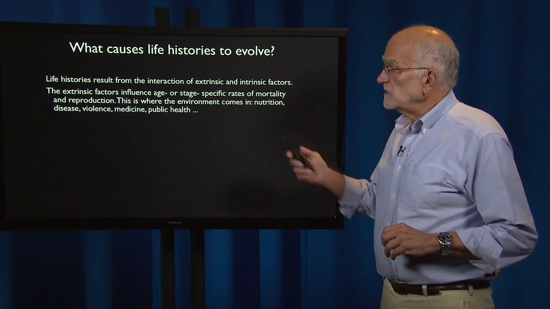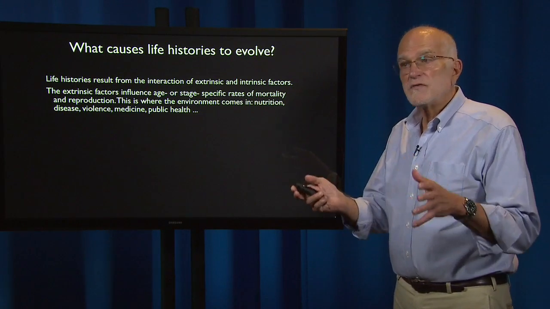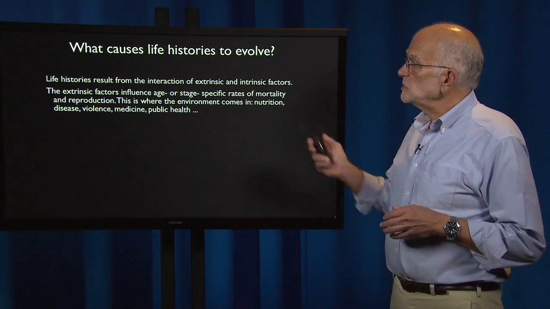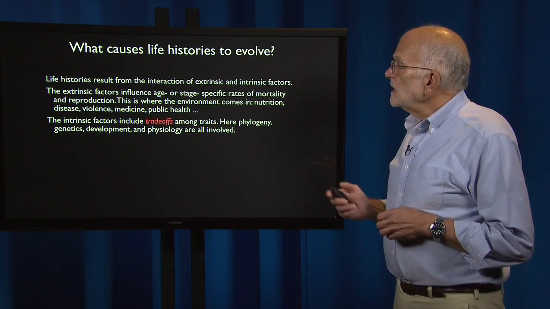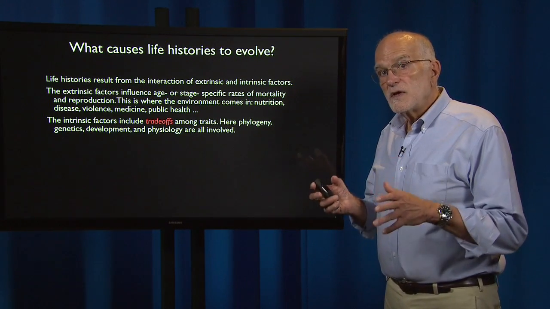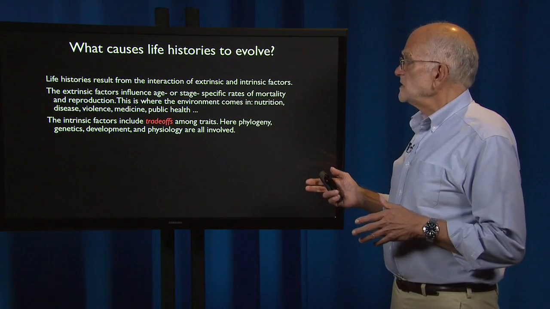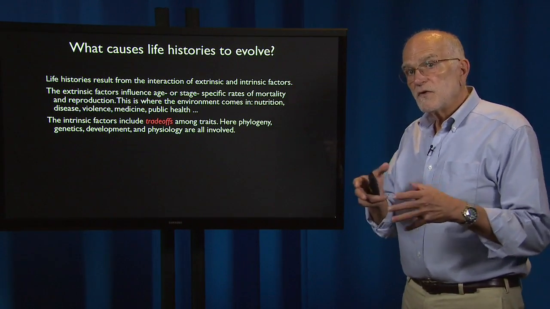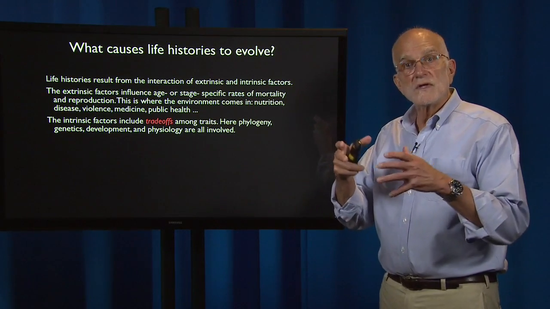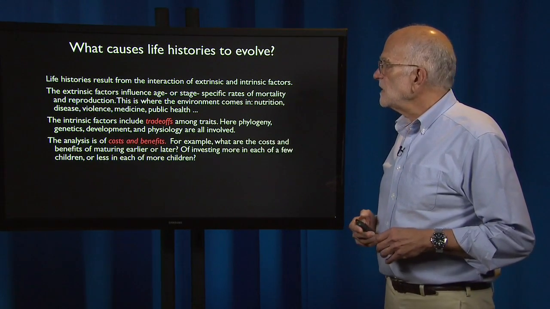Nutrition, disease, violence, medicine, public health, those are all factors that are affecting age and stage-specific rates of mortality and reproduction. The intrinsic factors primarily include trade-offs among traits, and here phylogeny, genetics, development, and physiology are all involved in establishing these critical connections among traits.